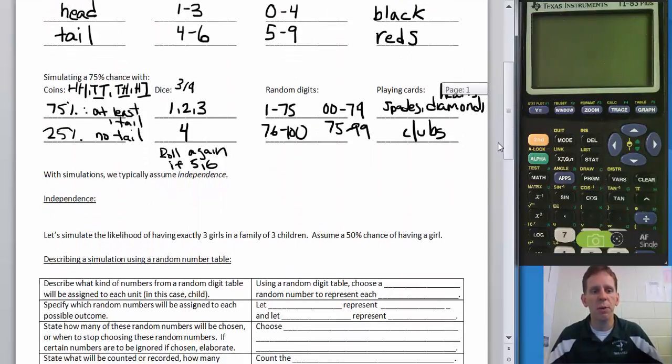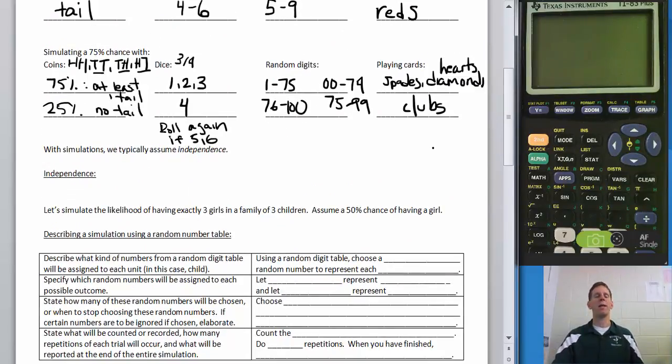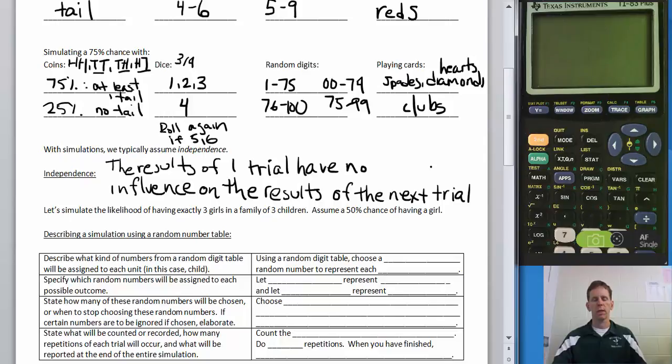With simulations, we typically assume independence. And the idea of independence is the results of one trial have no influence over the next trial. So we're going to assume if we're flipping coins, if you get a head on one toss, it doesn't necessarily mean you'll get a head or a tail on the next toss. Same idea with rolling dice. We're going to assume that each outcome is independent of the previous one. So the results of one trial have no influence on what happens the next time.